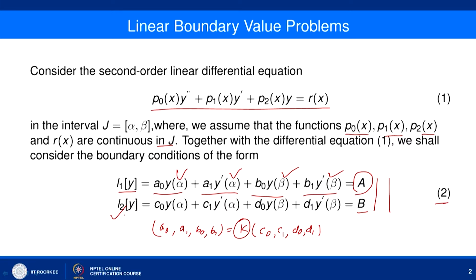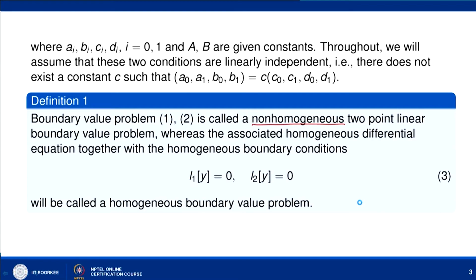Now, we define the non-homogeneous equation and non-homogeneous boundary conditions. If this R x is non-zero in the whole interval, then we call it a non-homogeneous differential equation, and if A and B are non-zero real constants, then we call these boundary conditions non-homogeneous boundary conditions. So, if we consider a non-homogeneous differential equation with non-homogeneous boundary conditions, we call this a non-homogeneous 2-point linear boundary value problem.